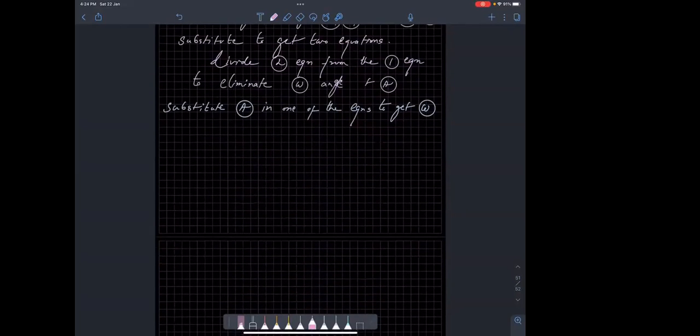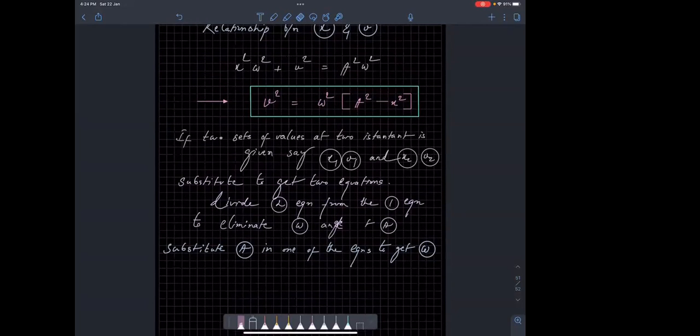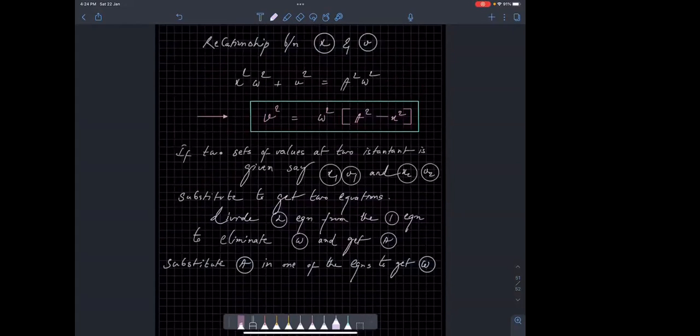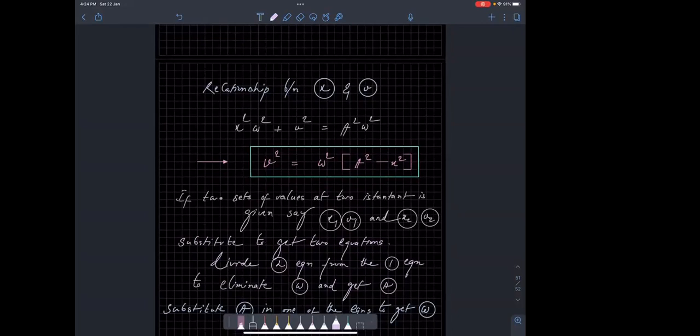Okay. So this is the relationship between x and v. To eliminate omega, divide the second equation from the first equation to eliminate omega and get A. Okay. Clear? Yes, sir.